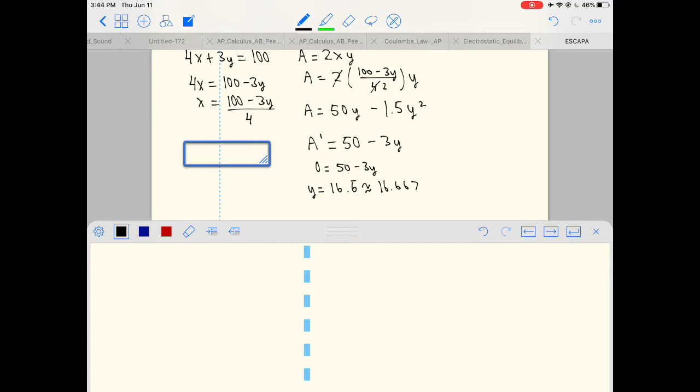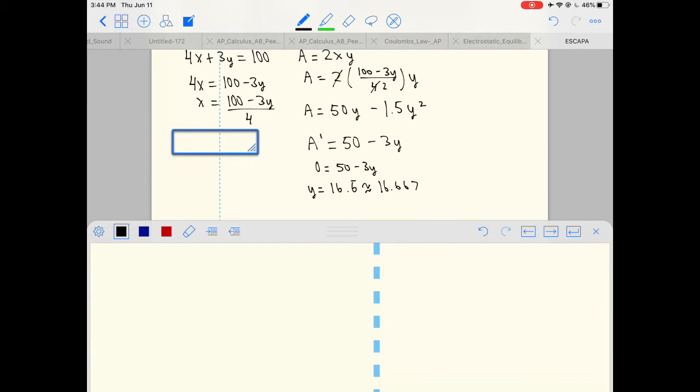Okay, so we found the y, and we have to test this to make sure that's actually a critical point, to make sure that's actually the absolute maximum. So we can use the first derivative test. What does the first derivative test state? The first derivative test says that if the derivative function goes from positive to negative, that means the function has an absolute maximum. And if the derivative function goes from negative to positive, that means the function has an absolute minimum.